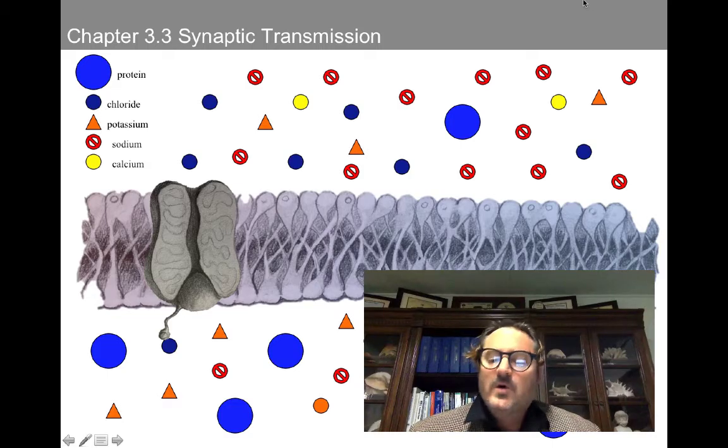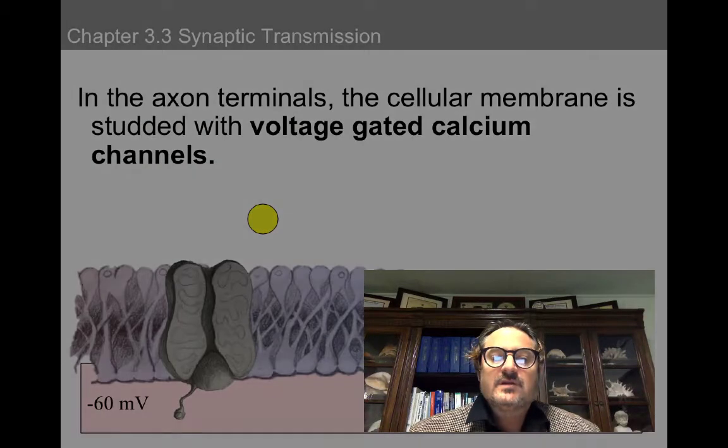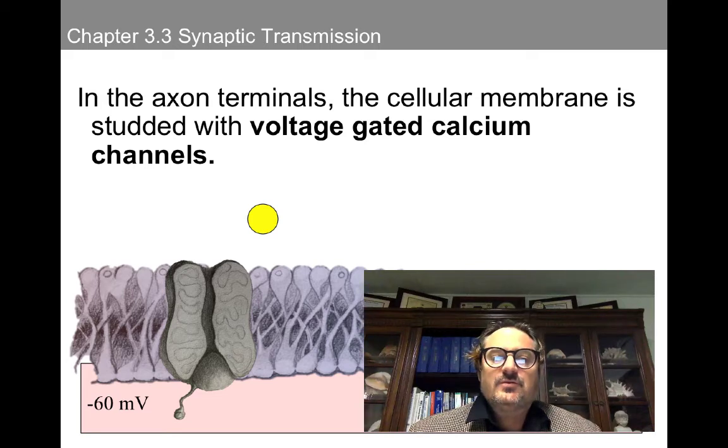So what ends up happening is whenever there is an action potential in the axon terminals, the cellular membrane is studded with our final protein channel, which is the voltage-gated calcium channels. And here is a neuron at rest, and here we can see the voltage-gated calcium channel. And we can see the intracellular space right here, negative 60 millivolts. At negative 60 millivolts, the voltage-gated calcium channel is closed, and we can see the extracellular calcium here, that yellow circle.